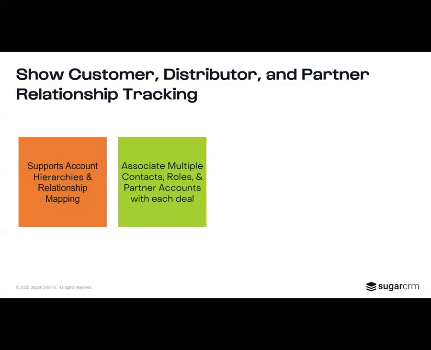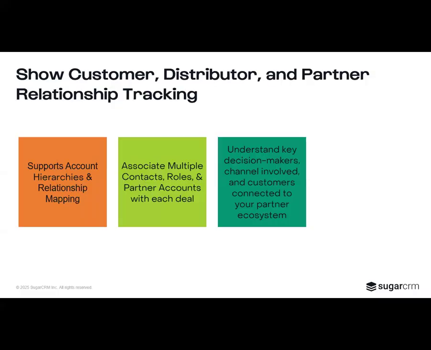You can also associate multiple contacts and their roles, and we're going to show you how to do that on an opportunity, and any partner accounts. So if you're working with a partner to do a particular sales deal or complete a particular quote accurately, because they're the ones that are going to be working with the customer with each deal to reflect a real world B2B manufacturing relationship. Okay. Sales leads can quickly understand who the key decision makers are. And that could be a technical decision maker or a business decision maker, what channels they're involved in, and how the customer is connecting to a broader partnership ecosystem.